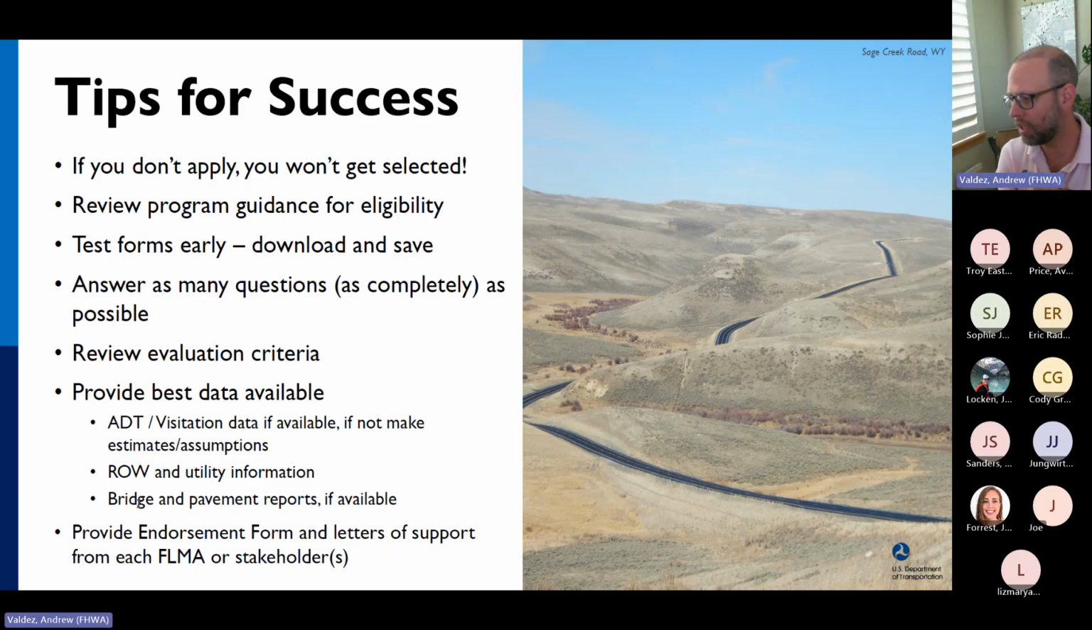Obviously you have to do the endorsement forms, but we also allow letters of support to be included in an application package. So any partnerships that you've developed in support of the project, other local agencies or entities that like the project, friends of groups, for example, you can provide all of those in your own narrative as attachments to the application. That helps provide a little bit more context and color on what the purpose and need of the project is.